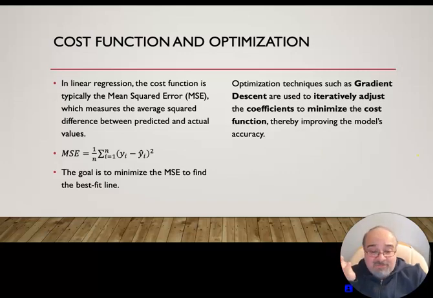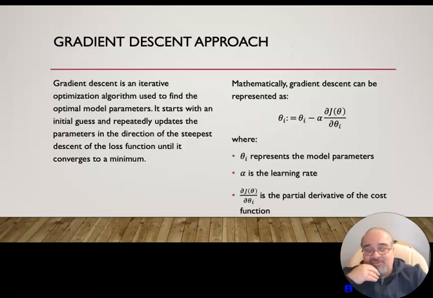Well, we use some kind of optimization technique, like gradient descent, to minimize the MSE. It's an iterative approach, which we're going to see next, rather than the closed form solution that we saw earlier. This approach allows us to tweak the coefficients step by step, and gradually we minimize the cost function and boost our model's accuracy. What exactly does this gradient descent do?